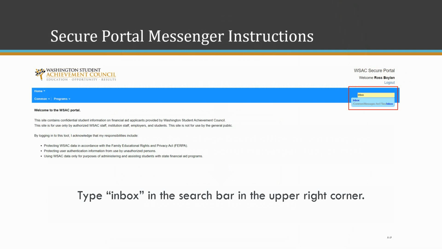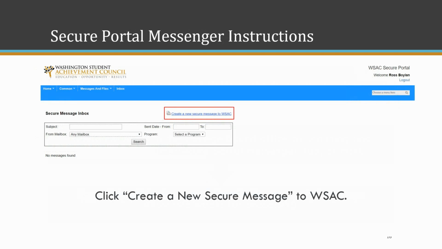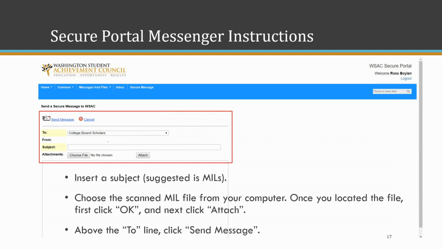To send a secure portal messenger, first you want to be logged into the portal and then type inbox in the search bar in the upper right-hand corner. Next, you want to click on Create a New Secure Message to WASAC. From there, you want to insert a subject. We suggest MILs. Choose the scanned MIL file from your computer, then click OK, and then attach. Above the to line, click Send Message.